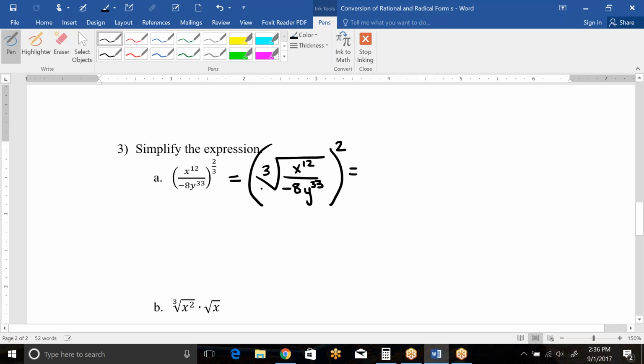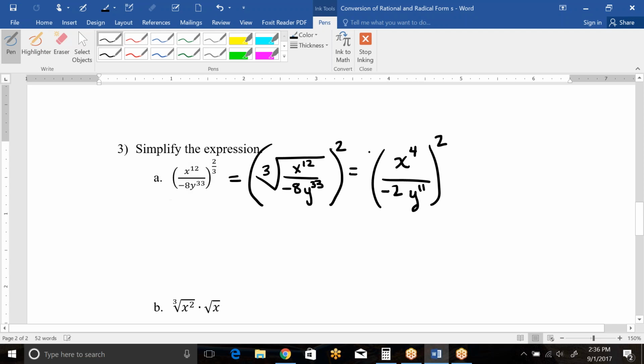So if we can take the cubed root of all these pieces, then we'll just have to square it to finish it. So remember, when you're doing cubed root and you're talking about exponents, you want to know how many groups of 3 are in 12. So that goes exactly 4 times. And then -8 is a perfect cube. -2 times -2 times -2 is -8. So the cubed root of -8 is -2. 3 goes into 33. There's 11 groups of 3 there, so that'd be y to the 11th.